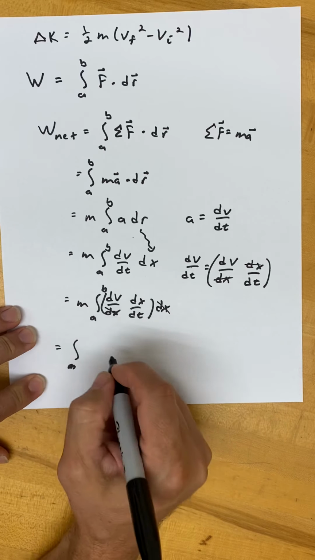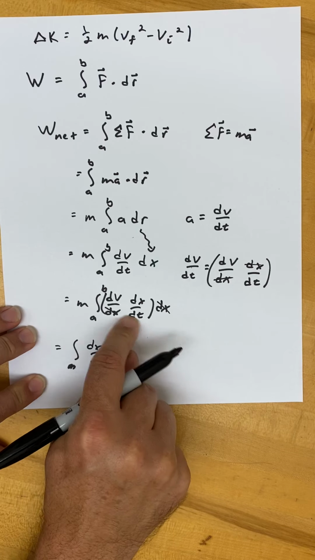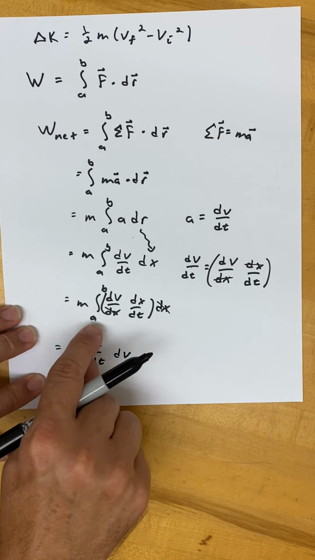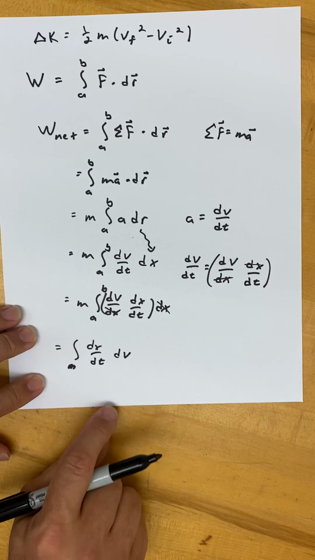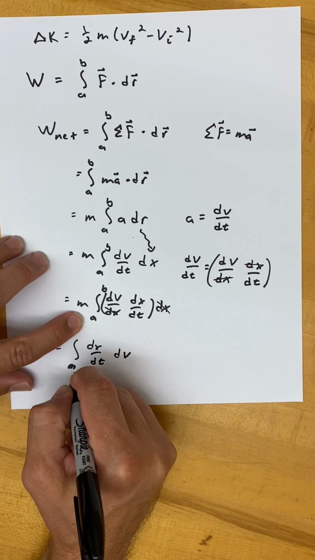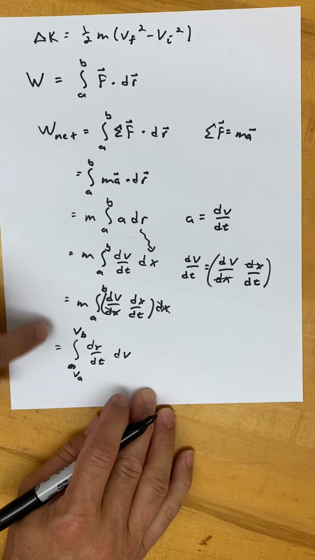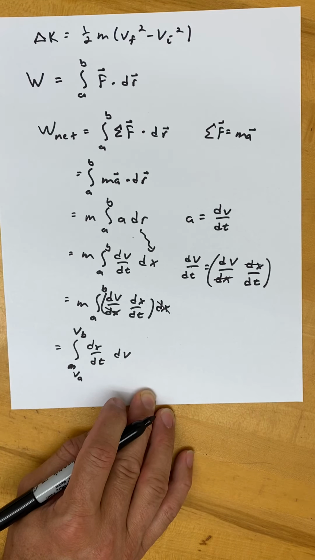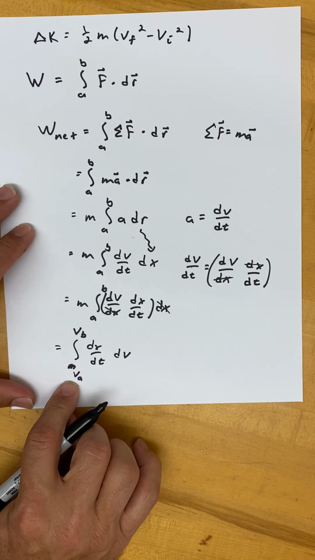So let me rewrite this. I get dx/dt from here, dv from there. And I've changed integration variables, which means I need to change my limits. I was a position variable from a to b, but now I'm a velocity variable, which means I need to talk about the velocity that I had when I was at point A and the velocity I had when I was at point B. So the new limits are related to the old limits because I'm always concerned about these points, but I have changed variables, so I'm going to change limits as well.